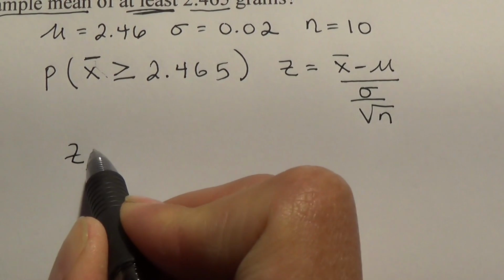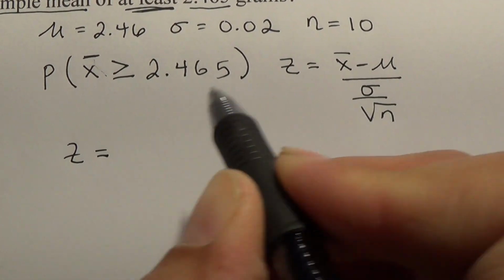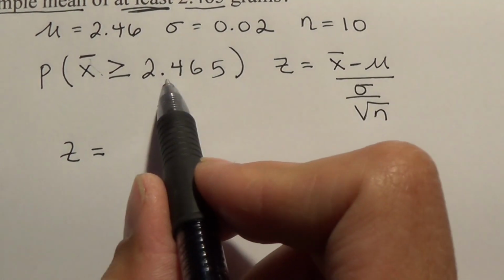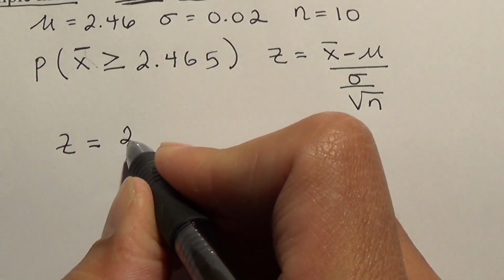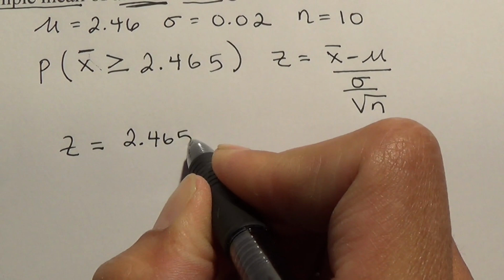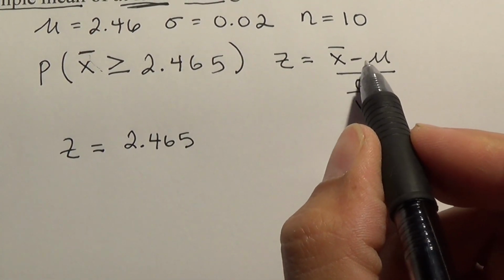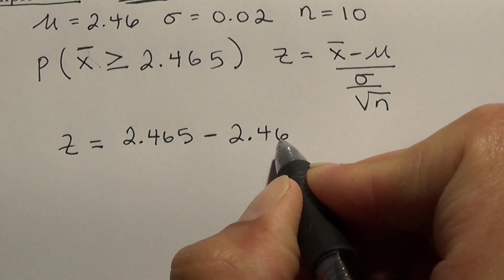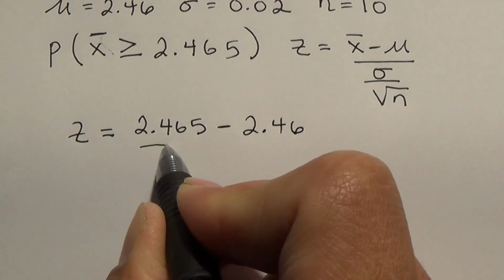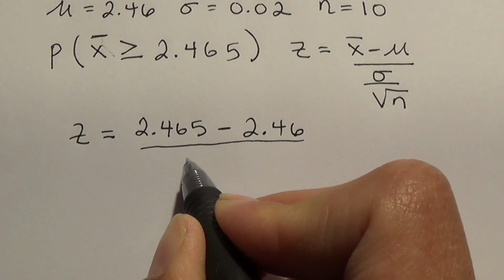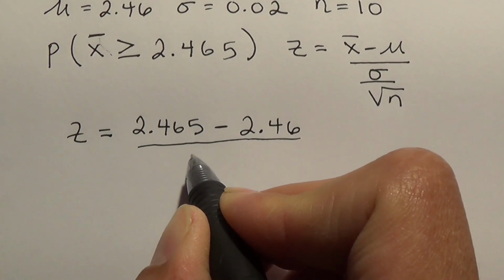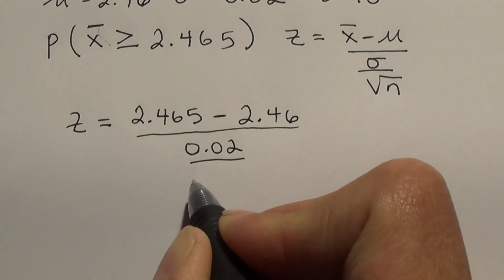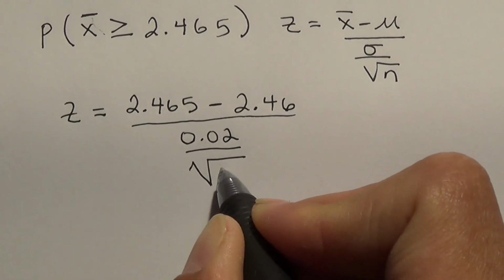So z is equal to, and I'm going to plug in the values for x bar, which is 2.465. I'm going to subtract the mean, which is 2.46. And I'm going to divide that by the standard deviation, which is 0.02, divided by the square root of n, which is 10.